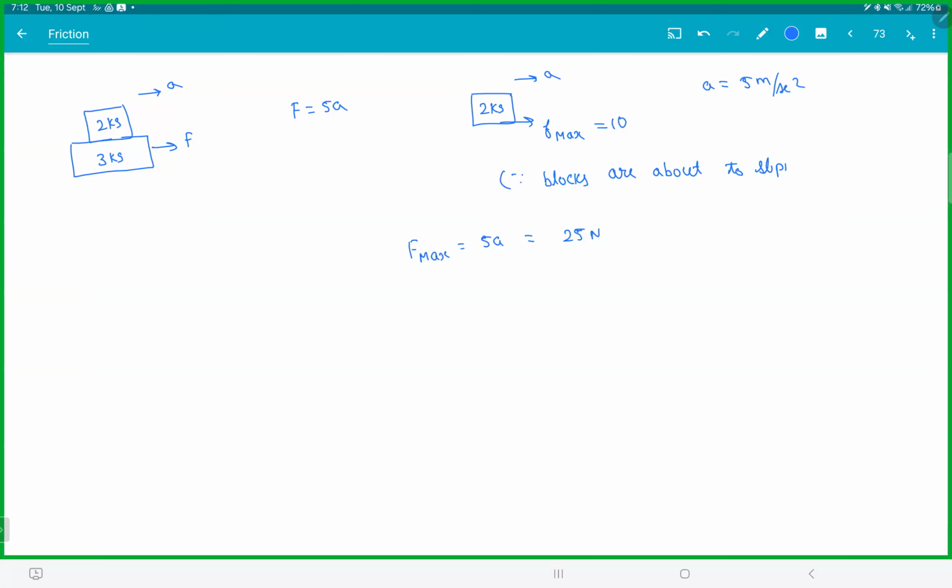Clear? This is what we did last time. I just changed the values and the force, I kept it on the lower block. Up to this level, you'll be able to handle all mains level questions and BITS level questions. Let's see what will happen if you just bump up the level a bit. Clear? Next one.